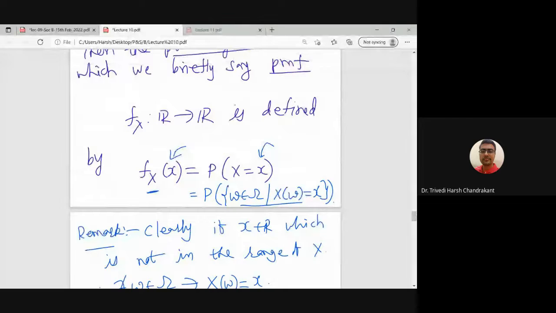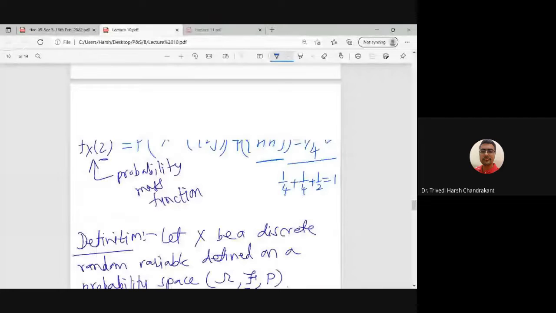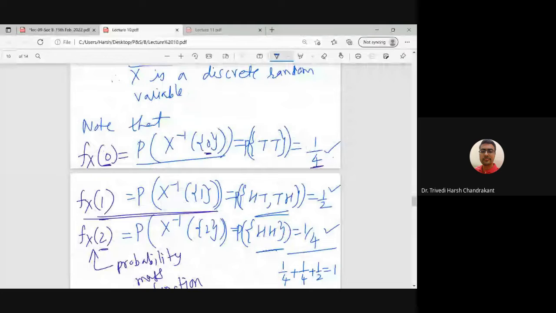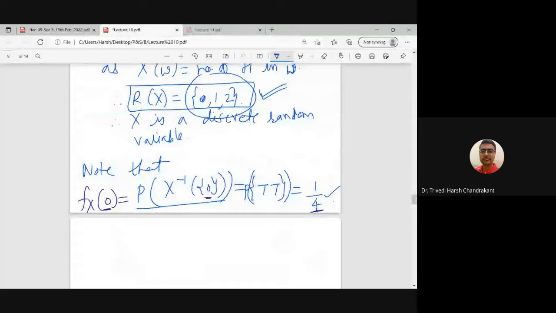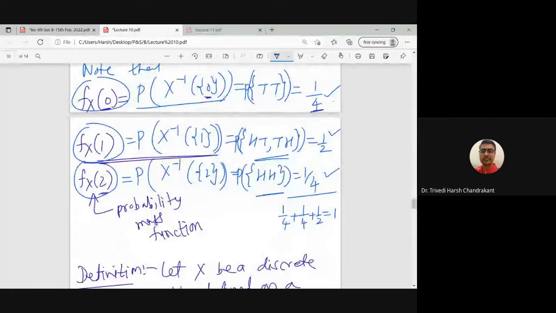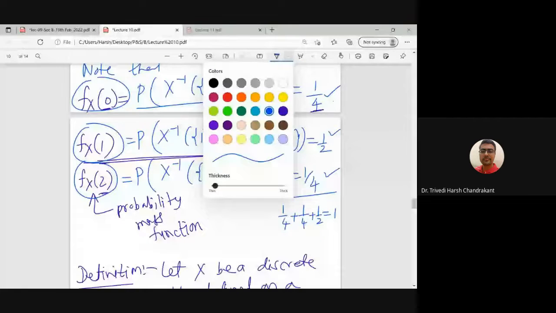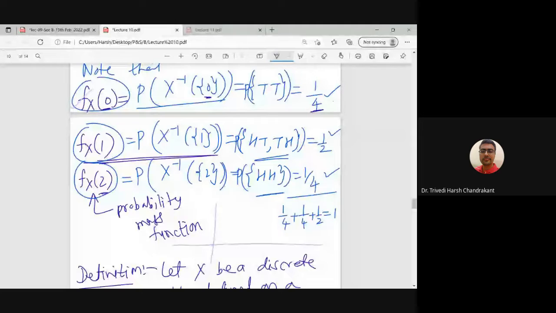So the probability mass function depends on the random variable. Whatever random variable we take, we need to find its range. At each point of the range, we need to find the value of f_X. At other points f_X is 0. So if you draw this function graphically, it is a function from R to R, so we can draw the graph. At 0, the value is 1 by 4.